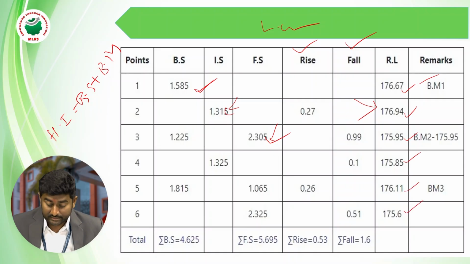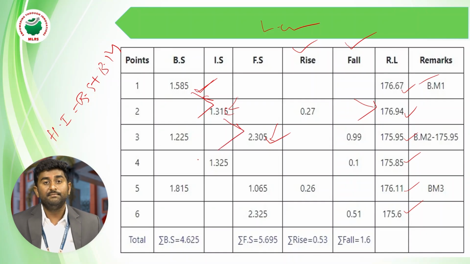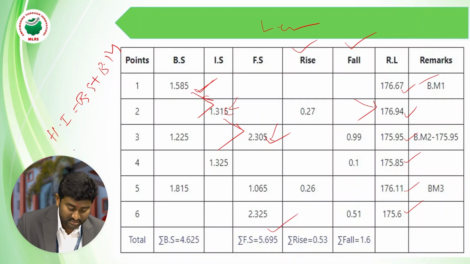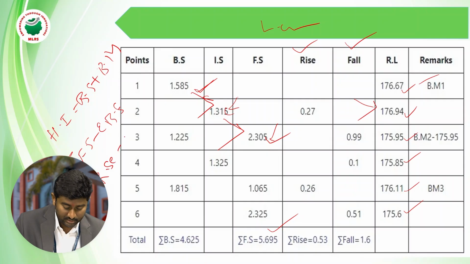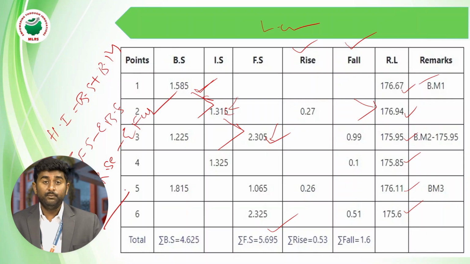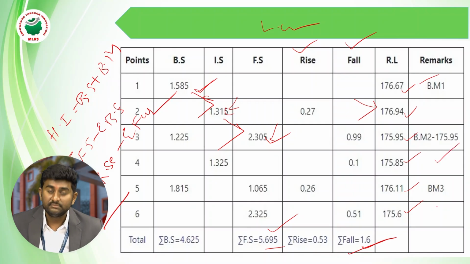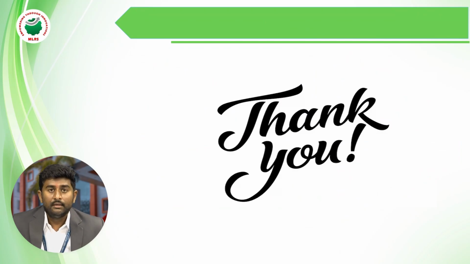In this rise and fall method, backsight minus intermediate sight minus foresight reading. It is the same procedure. So finally, the cross-check formula is: summation of backsight minus summation of foresight equals summation of rise values minus summation of fall values. When the field book entries are equal, the survey is accurately correct. This is the leveling of survey. Thank you.